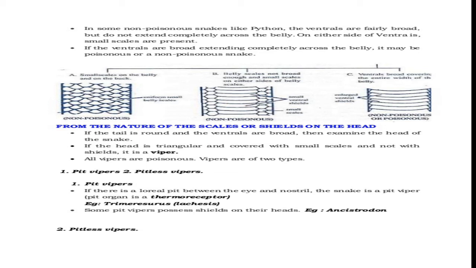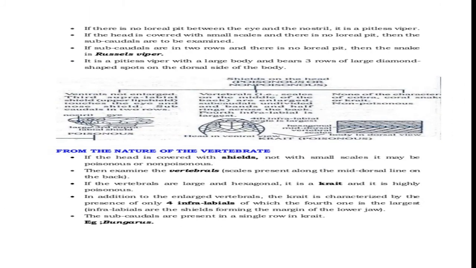Apart from that, we also look at the caudals, what we call subcaudals. If the subcaudals are in two rows and there is no loreal pit, then the snake is Russell's viper. It is not a pit viper, it is a Russell's viper. In the next slide these details have been given.